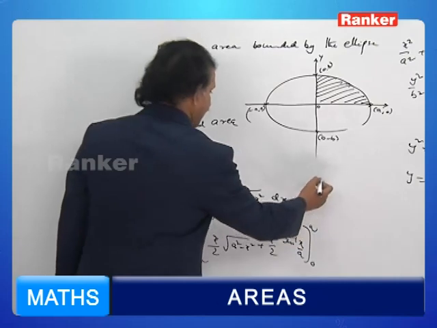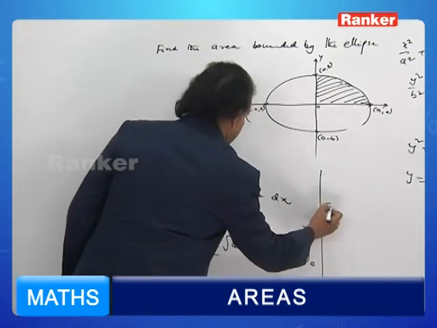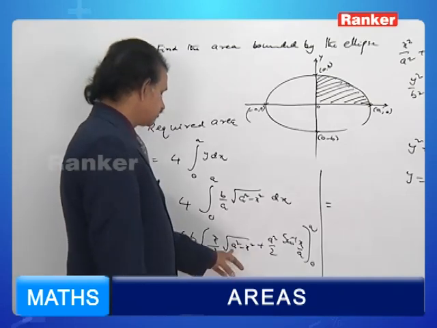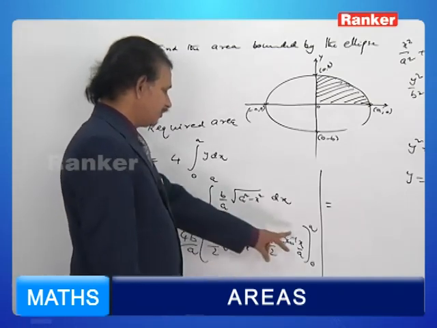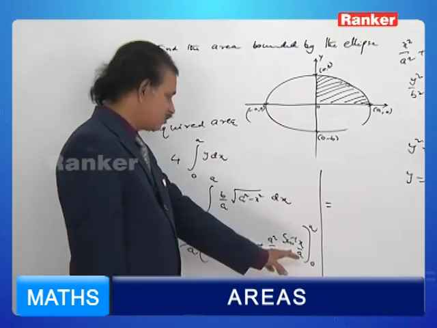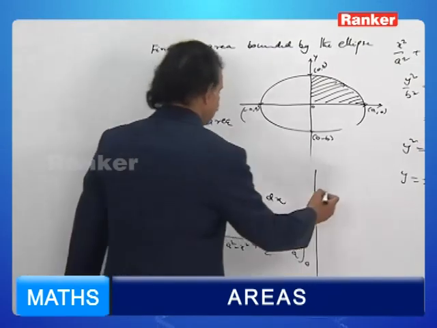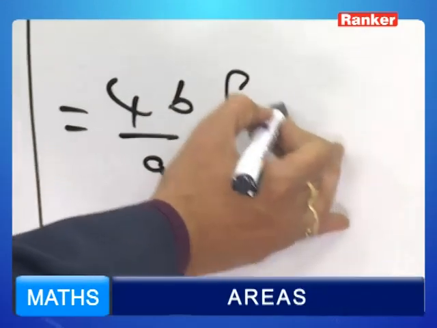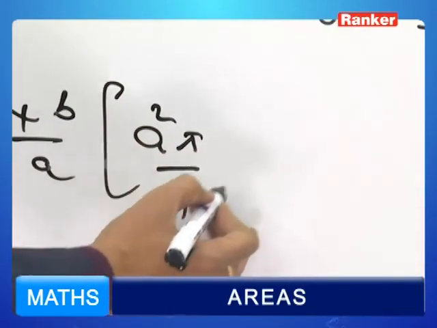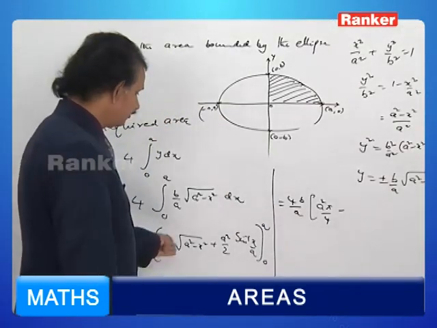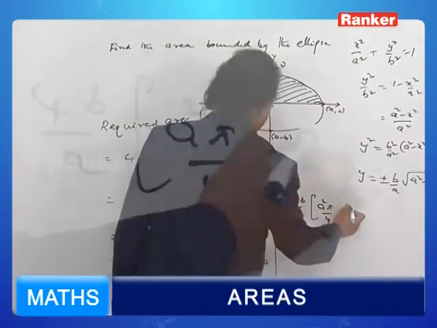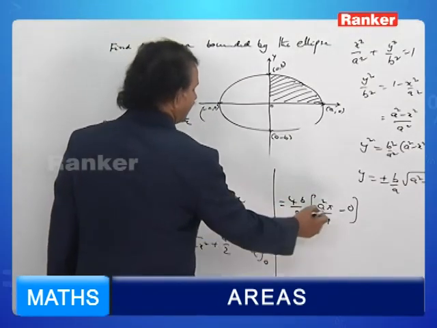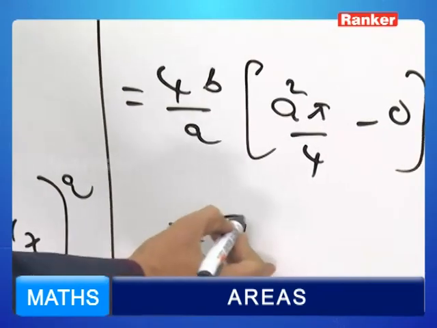Hence, in the substitution, if you put a in the place of x, a square minus a square is 0, so the first part is 0. a by a is 1, sine inverse 1 is pi by 2, so it is a square pi by 4. Minus, if you take 0, 0 minus 0, that is 0, plus 0 is again 0. Hence, if you cancel a and 4 and 4, it will be pi ab.